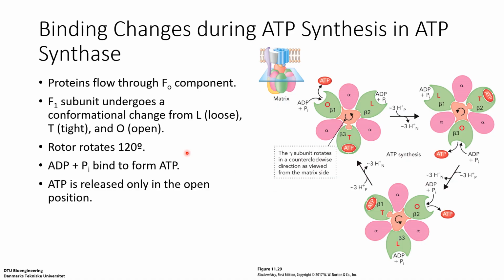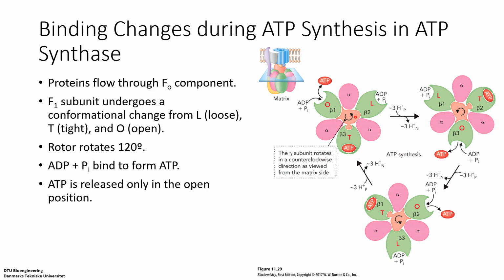So here we see what I talked about just before, that we have the rotor here turning around inside the alpha and beta domains of the headpiece, and the turn induces conformational changes of the various parts, and this conformational change then opens or closes the active site. So if we look at beta 1 here, the active site is open, ATP can be released, and ATP and phosphate can enter after that.